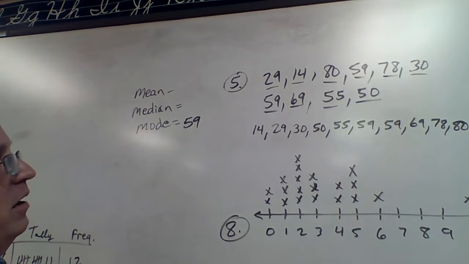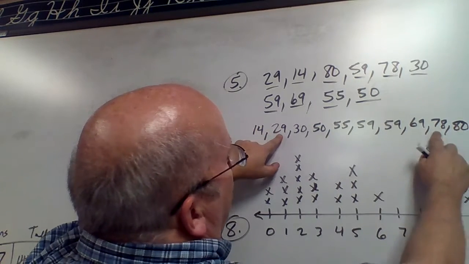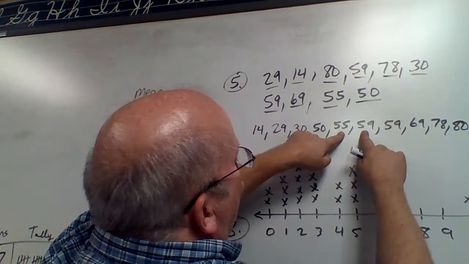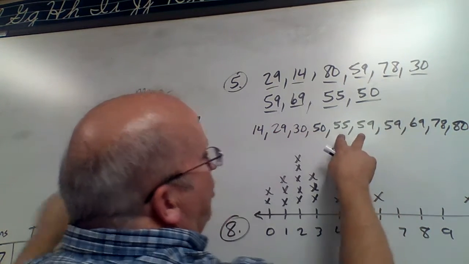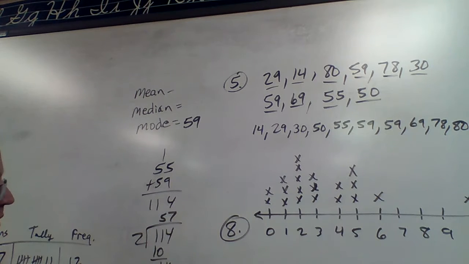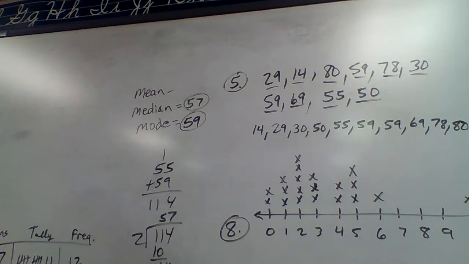Now let's look for the median, the middle number in the set of data after we put them in order. 14 and 80, 29 and 78, 30 and 69, 50 and 59. Uh-oh, we got two middle numbers again. Remember the procedure on two middle numbers. We're going to add them up, 55 and 59, and then divide that number by 2 because there's two numbers there. That goes 5 times, and then it goes 7 times. So we got an answer of 57. Our median is 57 in this case.